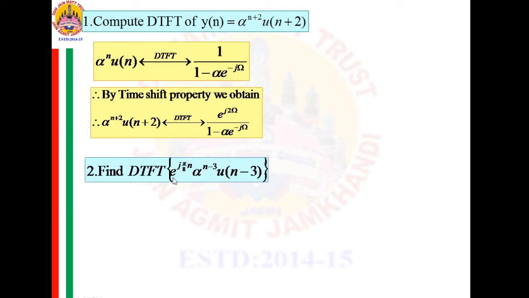Okay. Now, finding the DTFT of e raised to j pi by 8 n times alpha raised to n minus 3 u of n minus 3. Now, in this example, we have to use two properties simultaneously. One is the time shift property, that is for alpha raised to n minus 3 u of n minus 3. Then if you consider this as one signal, that is scaled by the exponential term e raised to j pi by 8 n. When you scale it by an exponential term, then accordingly the frequency will get shifted. So, the frequency shift property and the time shift property both we have to make use of.